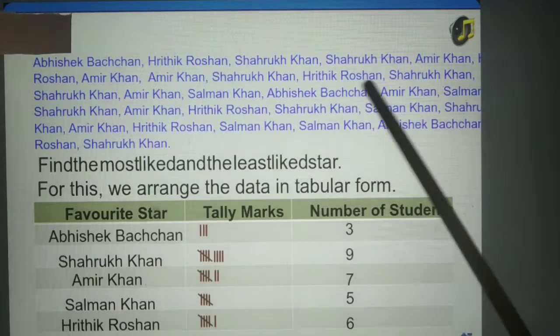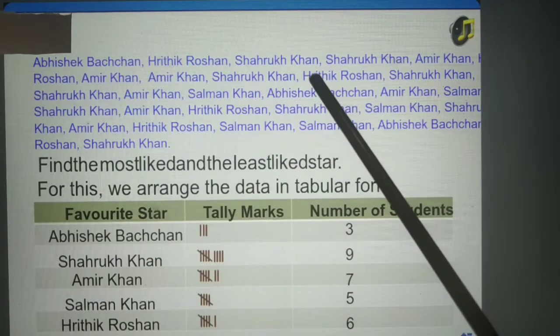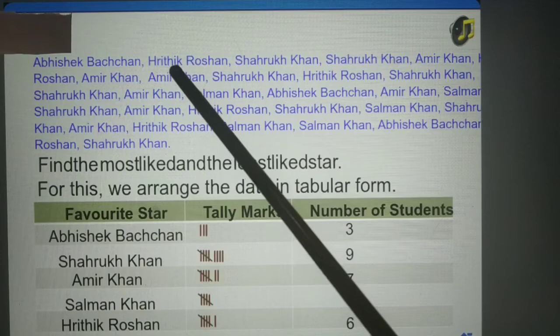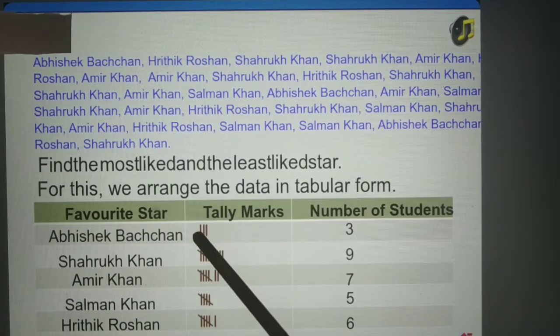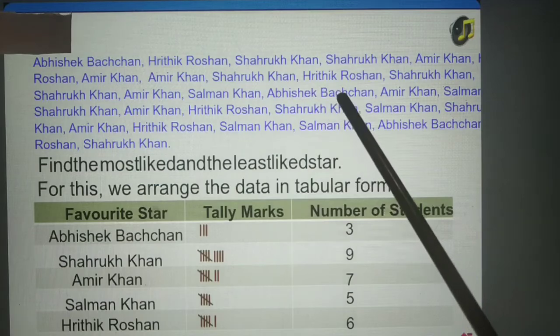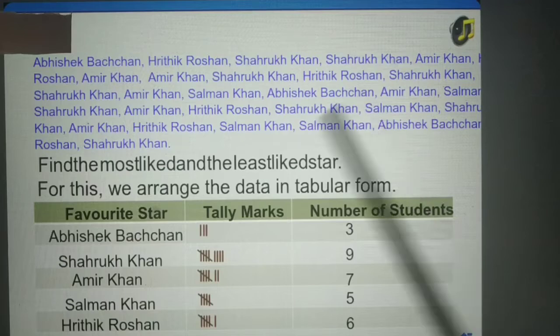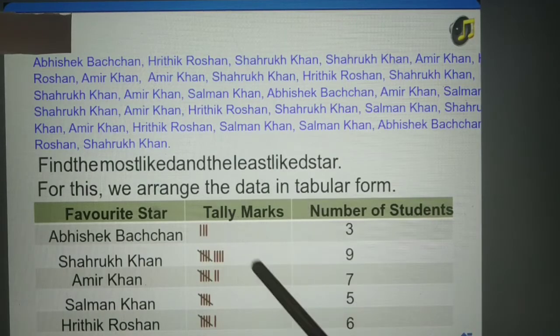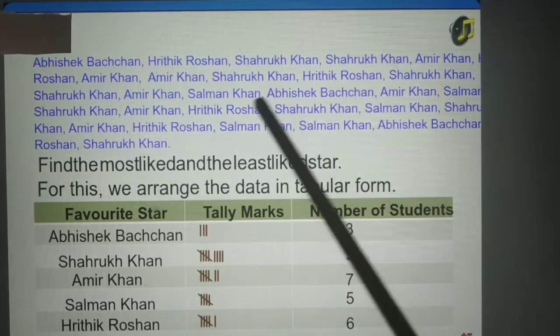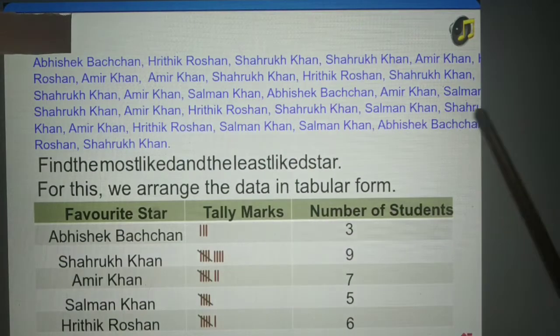Next. So it is not to calculate here. Just write one line for one name at a time. One straight line, and then for the second time when the name of Abhishek Bachchan came, in the third row you write one more line. That is called the tally marks.